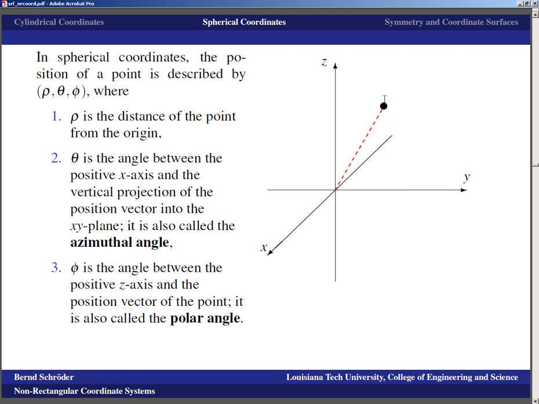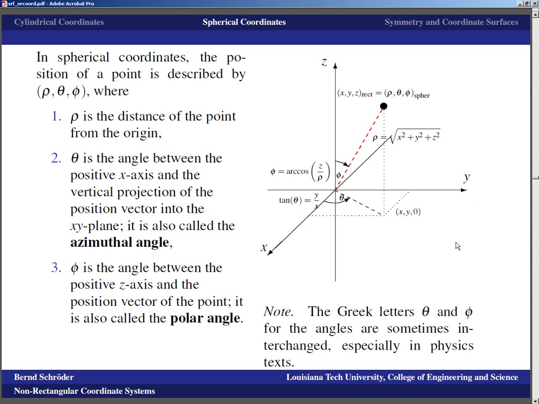Here is our point. Rho is the distance to the origin. If we project down and over, we get the azimuthal angle as the angle between the projection of the position vector into the xy plane and the x-axis, and tangent theta is y over x. And the polar angle is the angle from the z-axis, and that is the cosine inverse of z over rho.